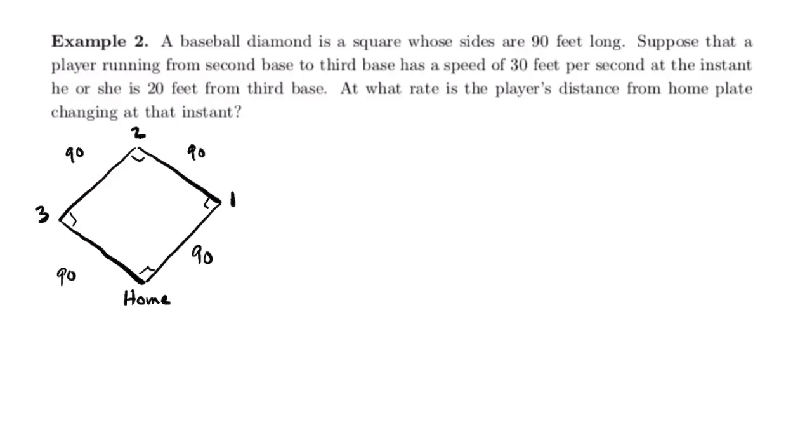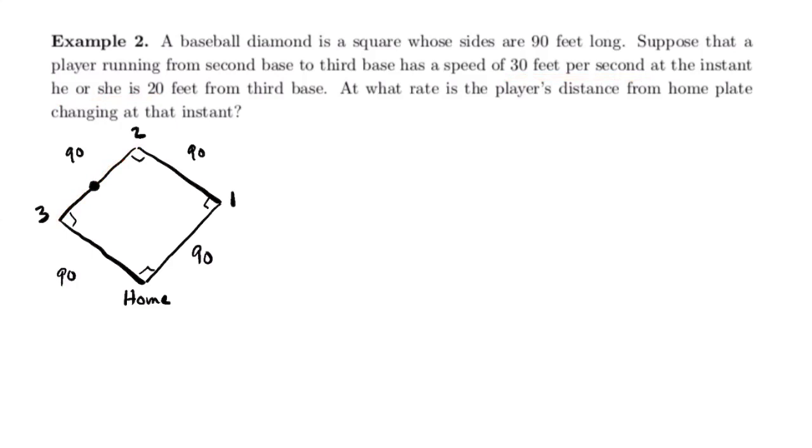It's a square whose sides are 90 feet long, and a player is running from second base to third base at 30 feet per second. So somebody is running from second base to third base, from here this way, at 30 feet per second, when they're exactly 20 feet away from third base. I'm just going to mark in my picture, maybe like there. So when this person is 20 feet remaining from third base, they're running at 30 feet per second. And then the question is, what's the player's distance from home changing at that instant?